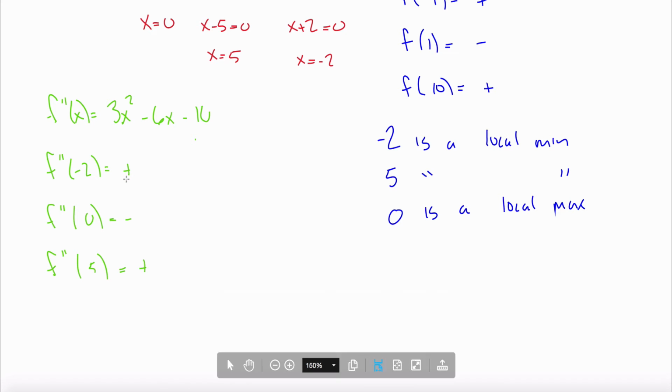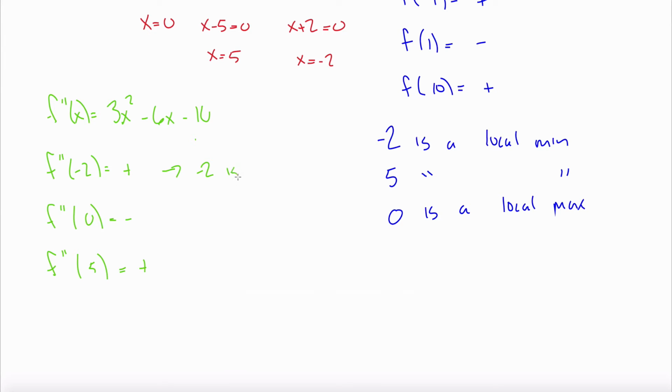What that tells me is that my graph is concave up when I'm at negative 2. If you picture concave up, the point where the first derivative equals 0 in a region that's concave up would look like a local minimum. So this tells me that negative 2 is a local min. Same conclusion I had over here. This tells me that 0 is a local max. And that's because the second derivative is negative.